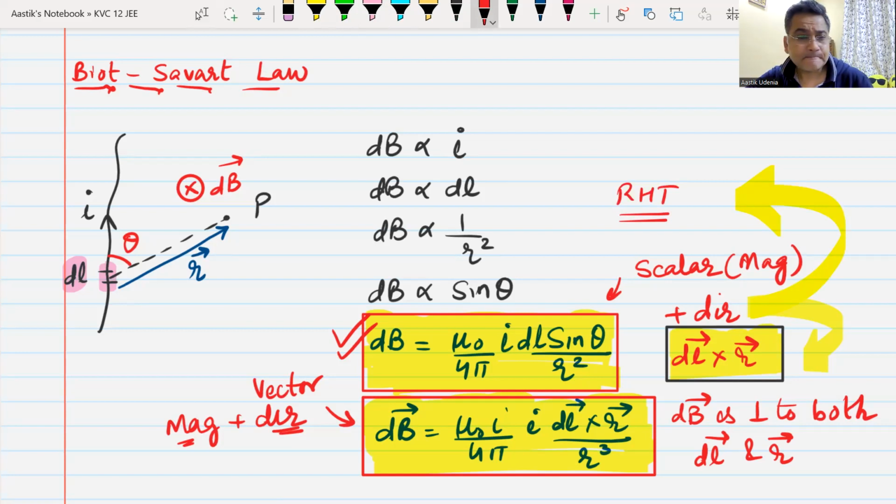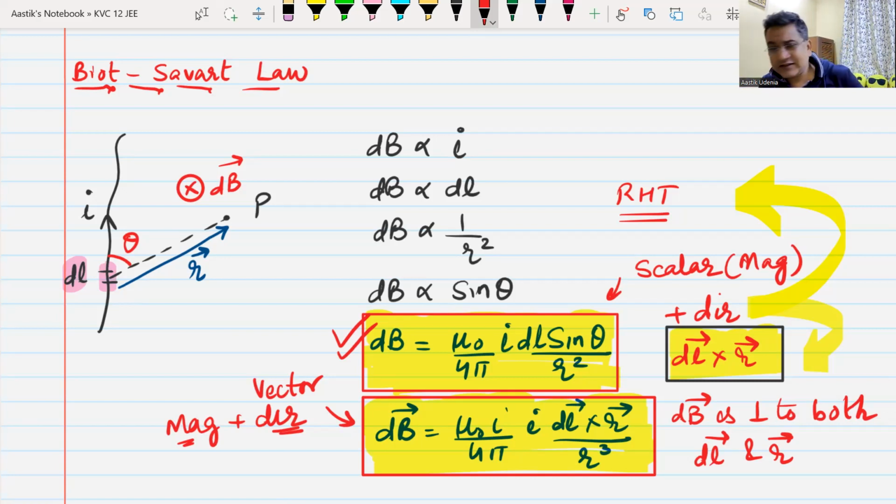Anyone has an idea about this RHT rule, which gives something about the cross product? Anyone? No one knows it? Never heard of this RHT rule?